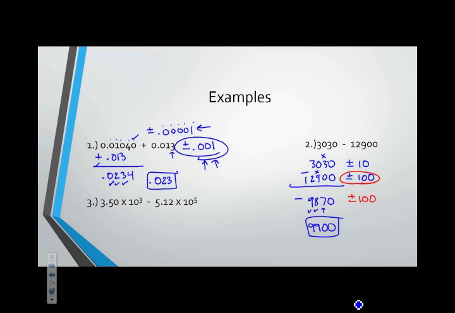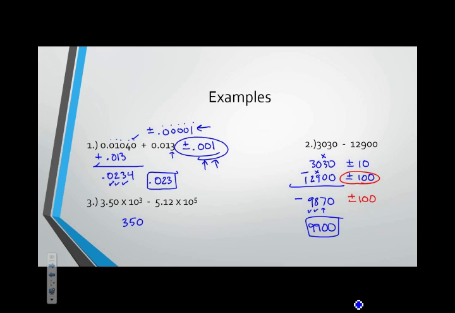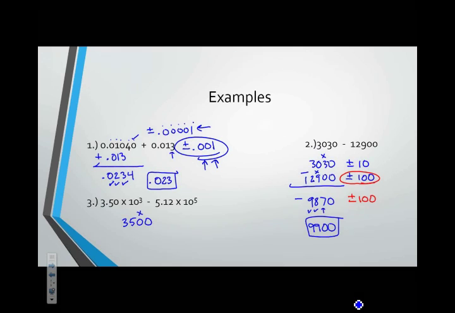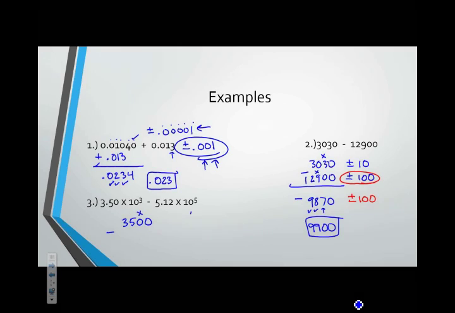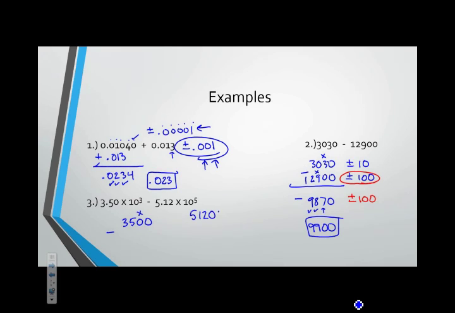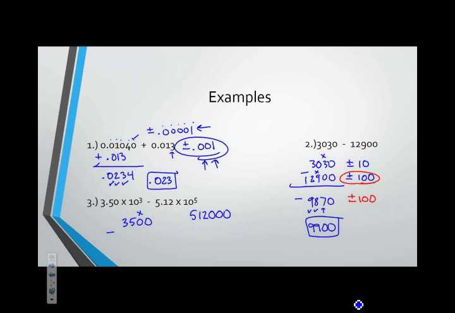In the next example, I gave you some numbers in scientific notation because I want to illustrate that it's a good idea to write these out to determine their uncertainties. So 3.50 times 10 to the third is going to be 3500. Last significant figure is right there. And I'm subtracting 5.12 times 10 to the fifth. And I'm just going to write this over here for the moment. And the last significant figure is that 2.